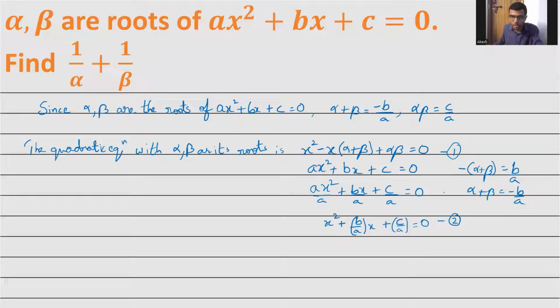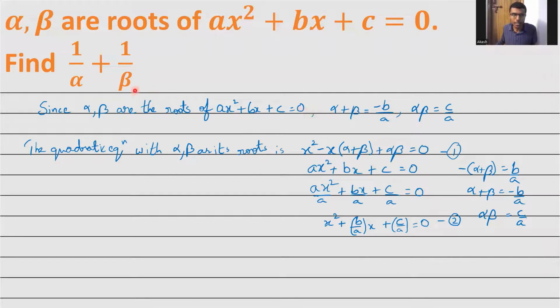Okay. Now next, compare the constant term. Here you have alpha beta and here you have c by a. Therefore, I'd get alpha beta is nothing but c by a. See, whatever I have given till now, from the quadratic equation with alpha, beta as roots till here, you need not write in exam. I've given this to you so that you can understand how alpha plus beta is minus b by a and alpha beta is c by a.